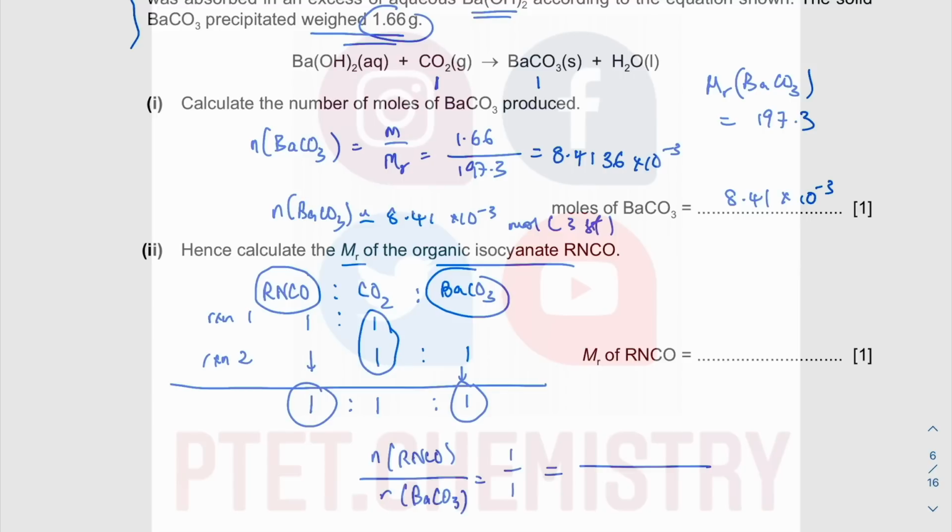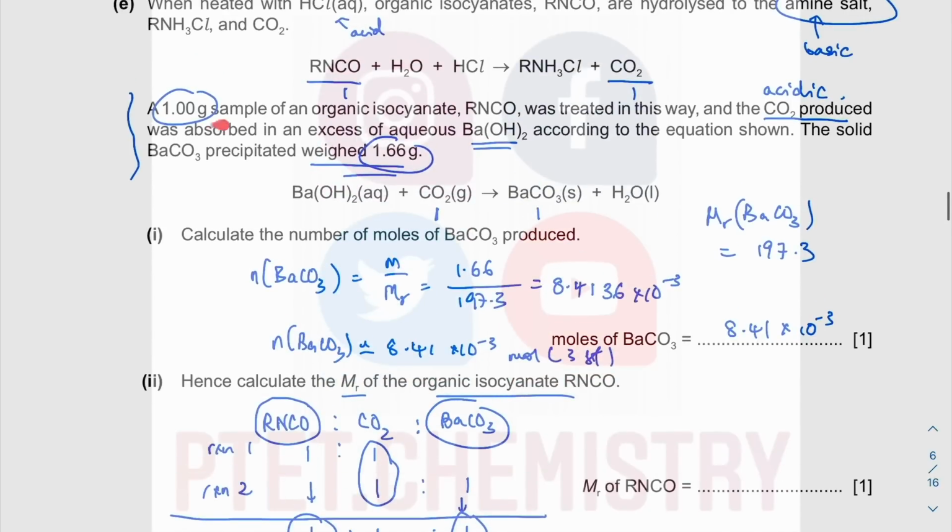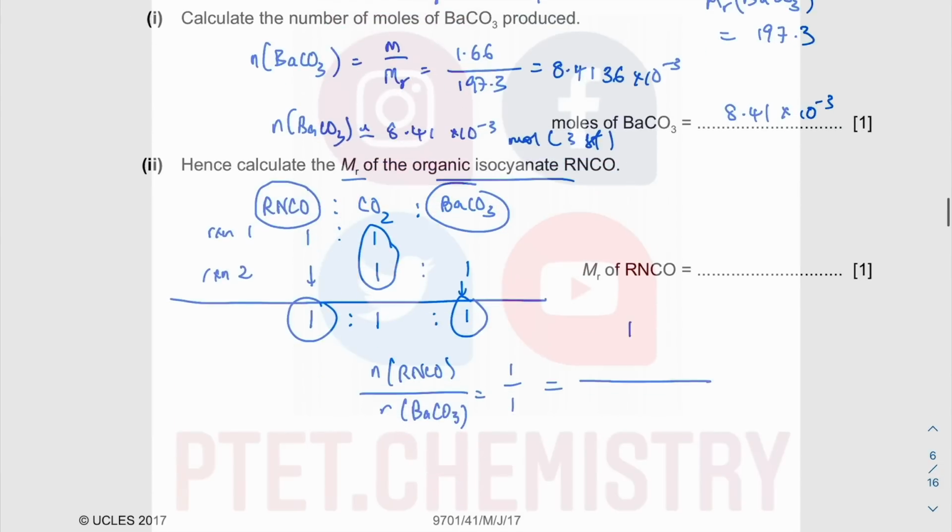The mole of the RNCO. The RNCO is given as a mass, so 1 gram there. So 1 gram divided by the Mr. That is what you want, right? Mass over the Mr gives you the mole of the RNCO. You know it's 1 gram because it's stated in the question. And the bottom bit is your answer to the previous part.